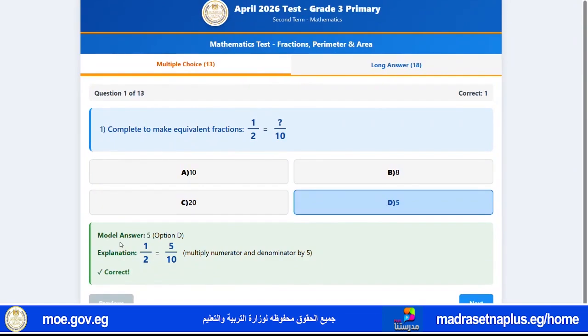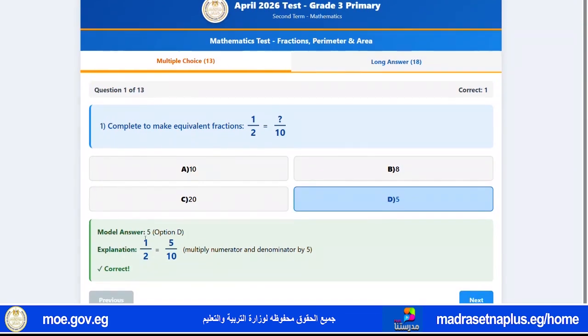Let's see the model answer. Yes, the explanation for our problem: 1/2 equals 5/10. Why? Multiply the numerator and denominator by 5 in our problem. Sometimes it is by 5, by 2, or division, and so on. You should look at what happened to the numerator and what happened to the denominator too. Yes, let's get another one.